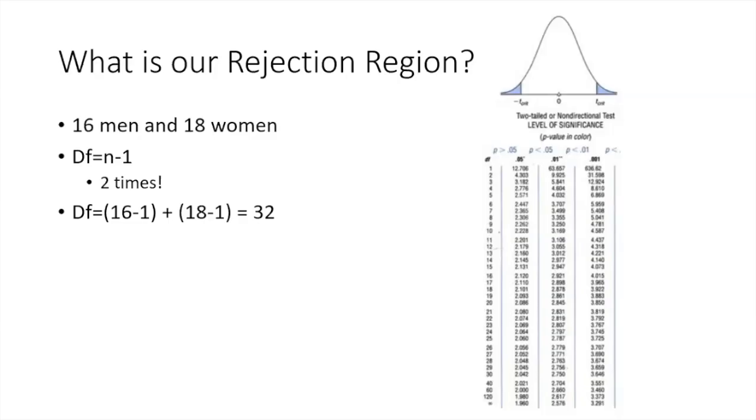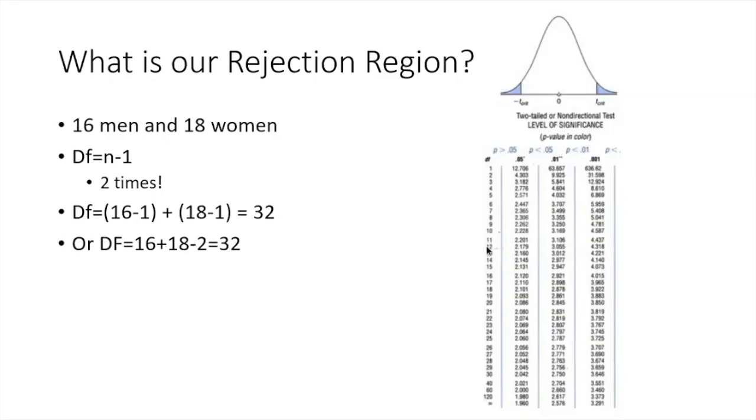up to 32. The reason we lose 1 for each is because I'm going to calculate the mean for the men and the mean for the women. You lose 1 degree of freedom for each mean you calculate. Another way of thinking about it is the total sample size, 16 plus 18 minus 2. So this is 34 people were in our study, and we lost 1 degree of freedom for each of their means, so our degrees of freedom are 32.